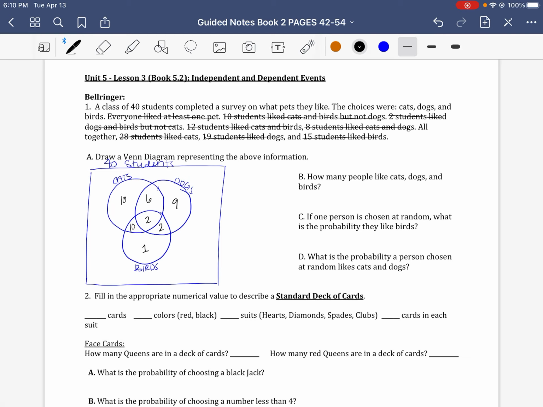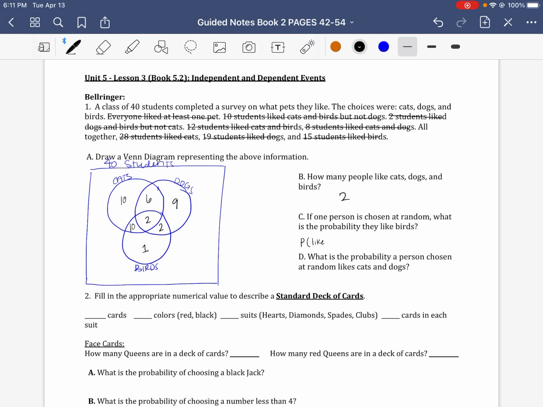Then we can answer those questions. How many people like cats, dogs, and birds? It looks like there in the middle, right? There were 2 that like all of the above, so we would say 2 people. The next one says if one person is chosen at random, what's the probability that person will like birds?